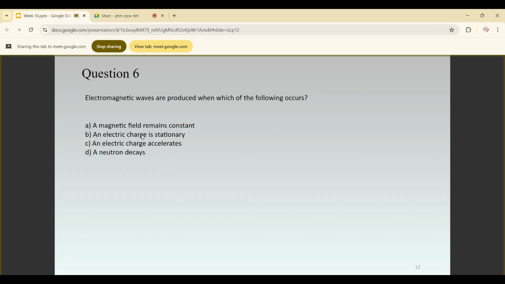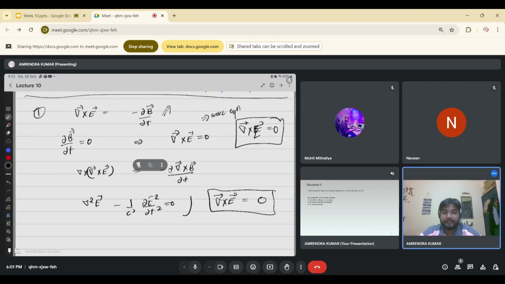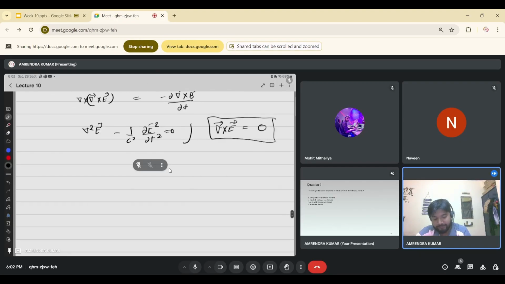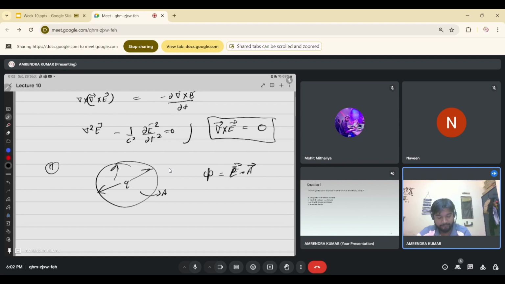And electric charge is stationary. Okay, so electric charge is stationary. That means Q is here, and you have drawn some surface around it. If it is stationary, the flux phi is equal to this, over this area A. So the field lines are coming out from here like this, right?